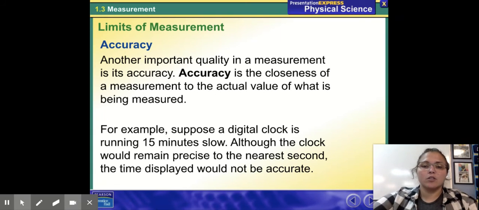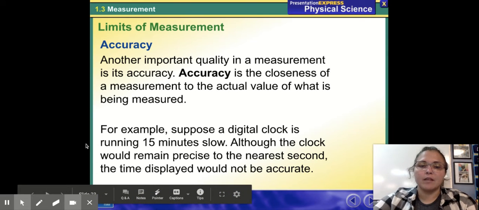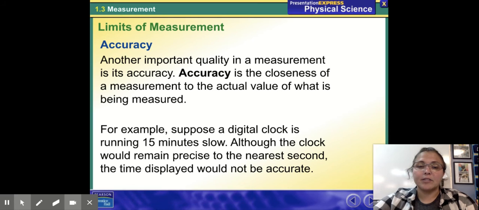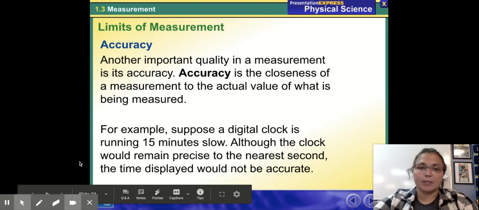For example, a digital clock might be running 15 minutes slow. Although the clock would be precise to the nearest second, the time would not be accurate.